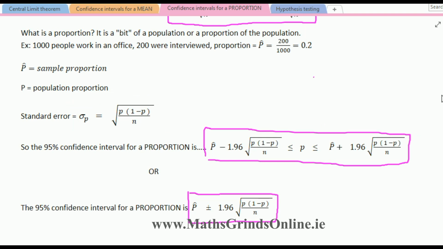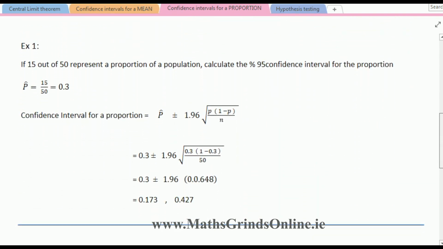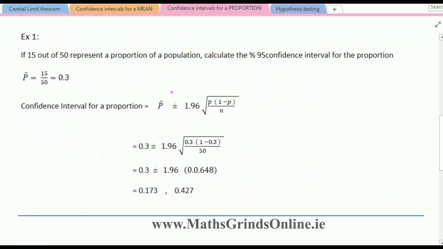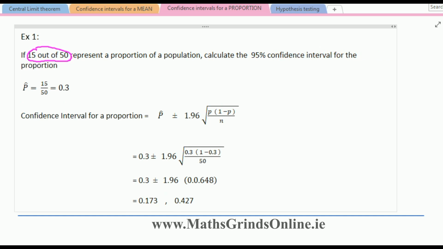Alright, the best job to do is always to jump straight into examples. It helps people to get a better understanding. There are only 2 of them here because it's just based on the formula. If 15 out of 50 represent a proportion of a population, so the proportion there is 15 out of 50, calculate the 95% confidence interval for the proportion.